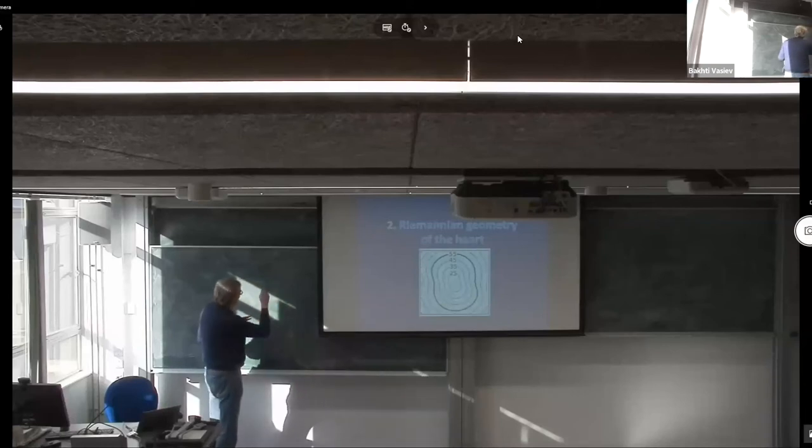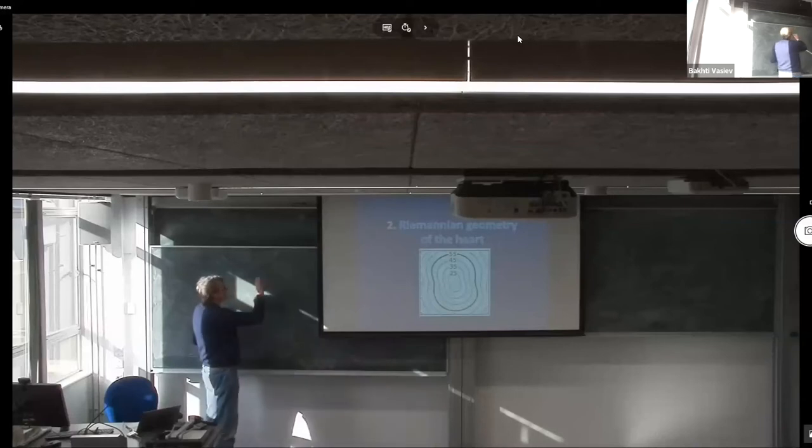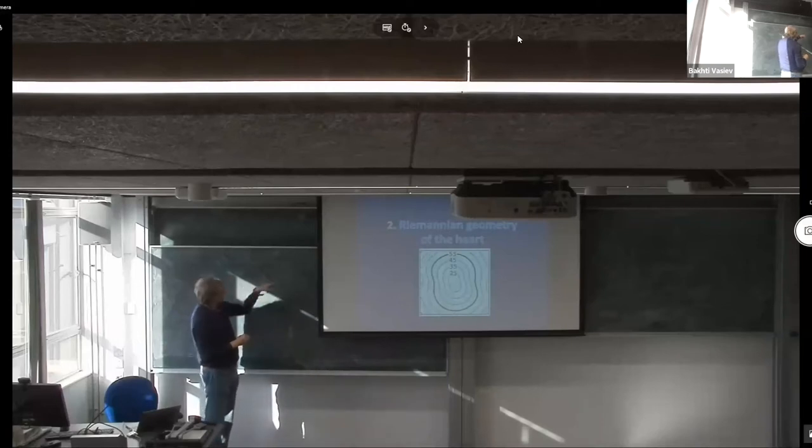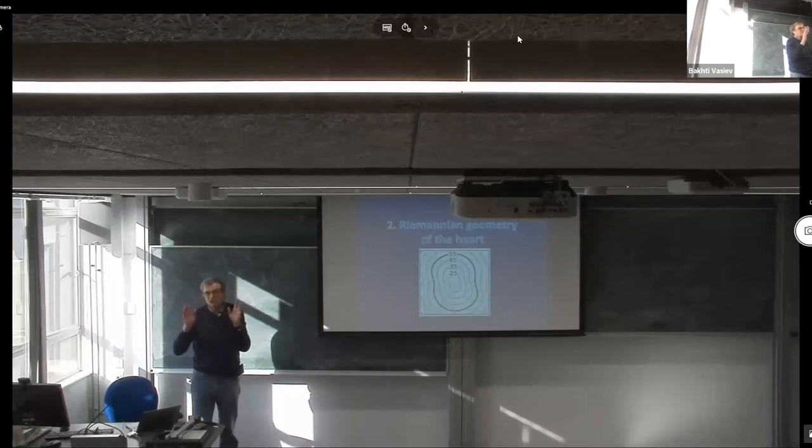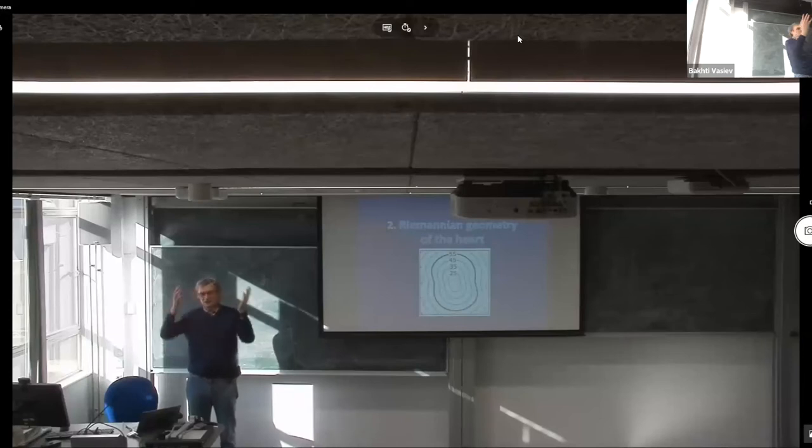And then your distance should be measured using the so-called metric tensor, which can have some general form. And this space by itself may have a lot of interesting properties. For example, this Riemannian space may have its curvature.